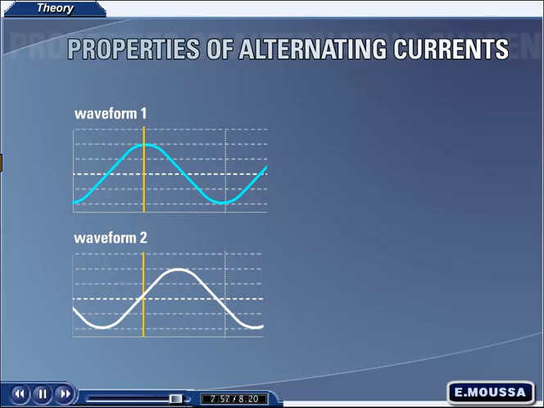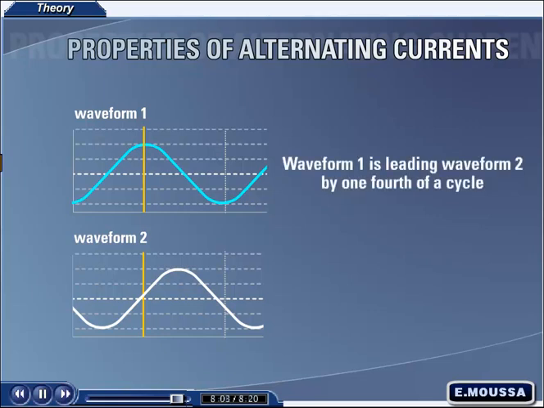Another way of describing the relationship between these 2 waveforms is to state that waveform 1 is leading waveform 2 by 1/4 of a cycle, since 90 degrees is 1/4 of 360 degrees, which represents 1 complete cycle. A phasor or a phasor diagram are ways of representing the relationship between 2 sine waves of the same frequency. We will come back to phasors later in the CD.